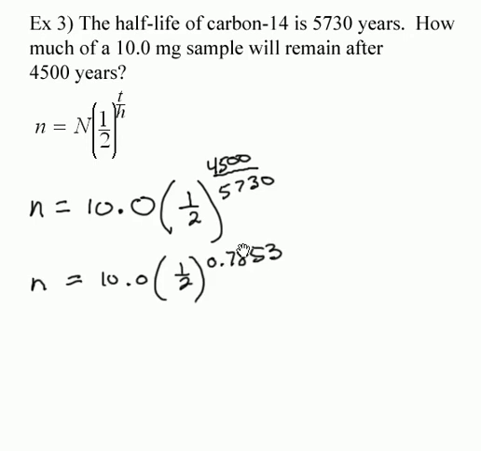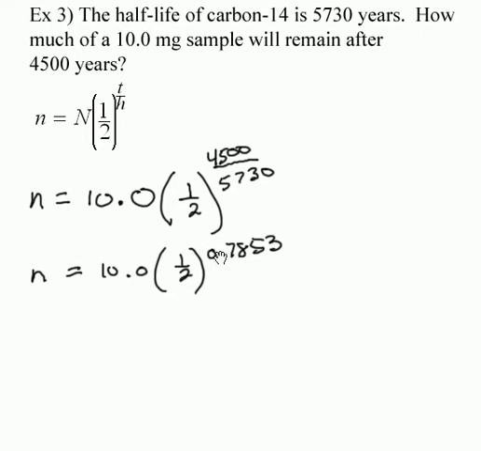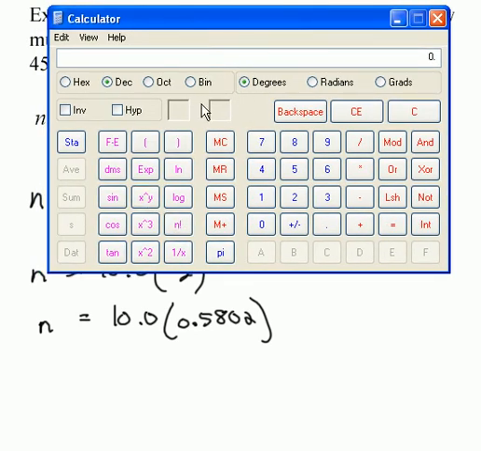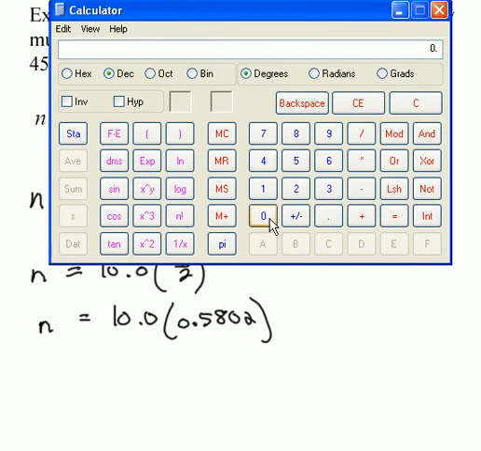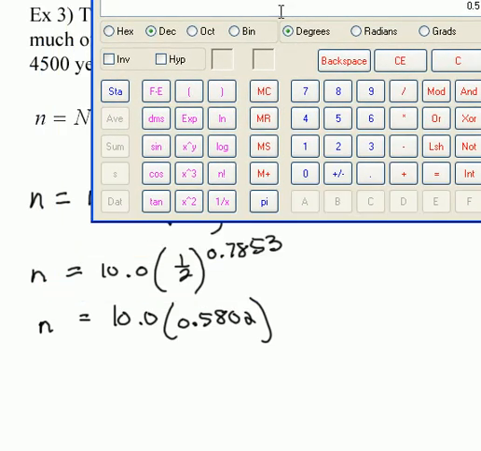So that's 0.7853. And then we want to take 1/2 and raise it to the 0.7853 power. Doing that gives us 0.5802. Now if you don't remember this, remember we've got that any base to any power button. And for 1/2, I'm going to type in 0.5, raise it to whatever power. In this case, it was 0.7853. And then find out that that is 0.5802.